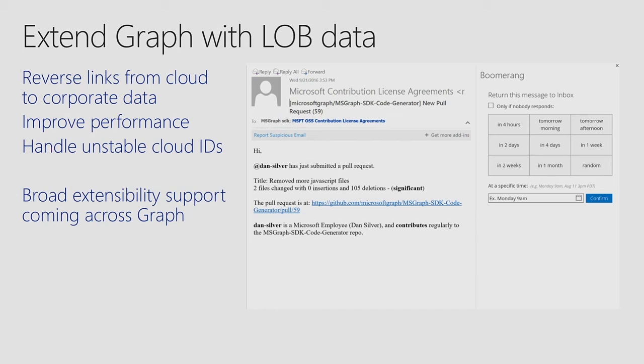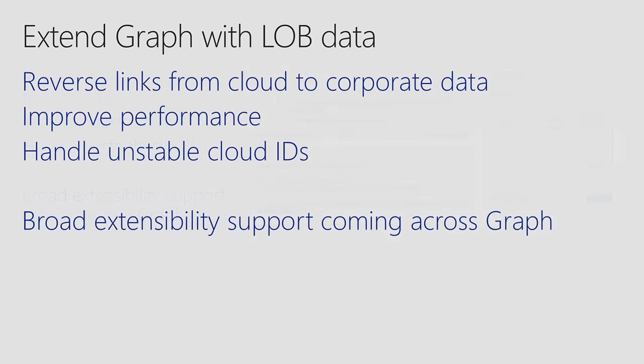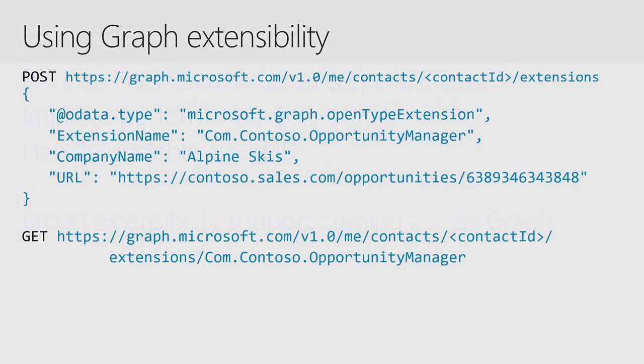And so we can imagine that Boomerang could use this sort of extensibility to save a due date on that message. Remind me in 2 days. Maybe that's how they're doing it. I don't know, I don't have any internal knowledge, but it's an example of a scenario. And again, this is very simple with the graph.